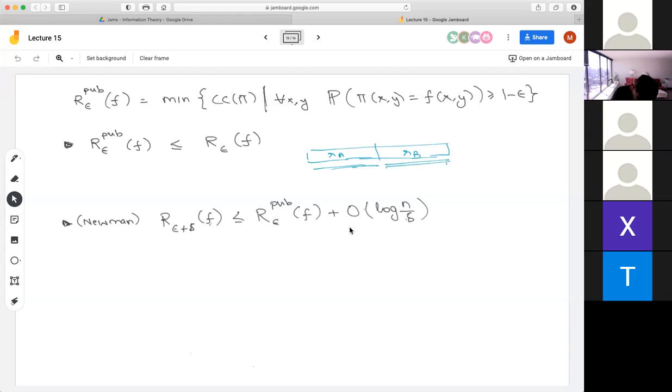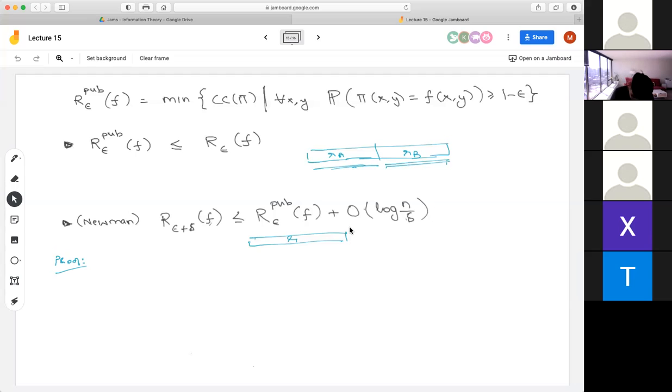Okay. So what are we interested in doing? We have a public coin protocol, which potentially uses a lot of shared randomness. And we are interested in designing a private coin protocol, which doesn't use much more communication.